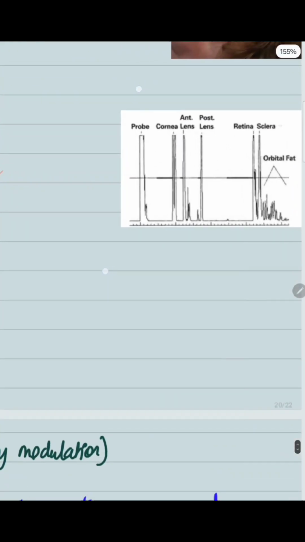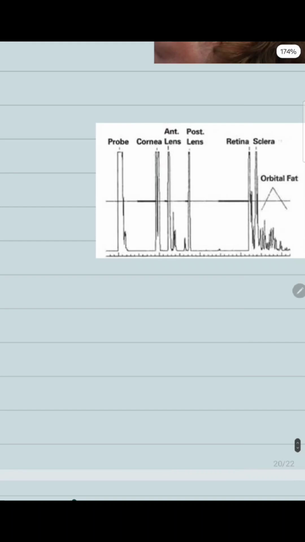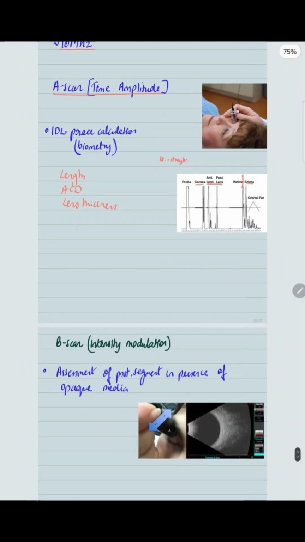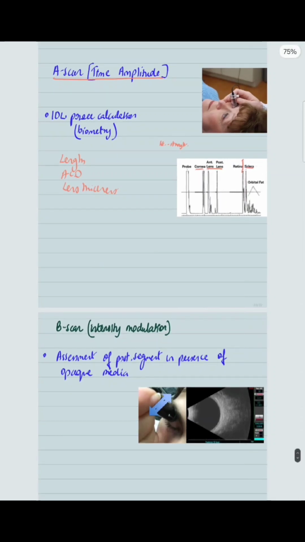Now the height of the spike indicates the strength of the tissue sending back the echo. The cornea, lens and sclera produce a very high amplitude spike, while the vitreous membrane and vitreous hemorrhages produce a very low spike. Uses of A scan include axial length, mainly for IOL power calculation, biometry. Then depth of anterior chamber and thickness of intraocular mass. For these things A scan can be used.